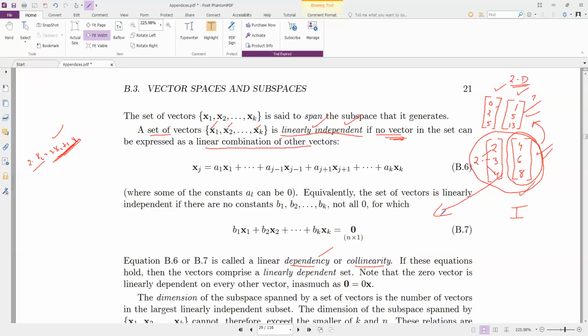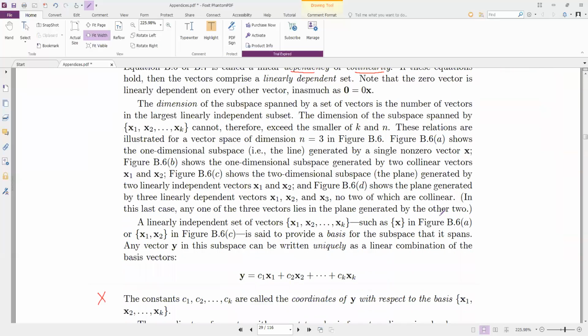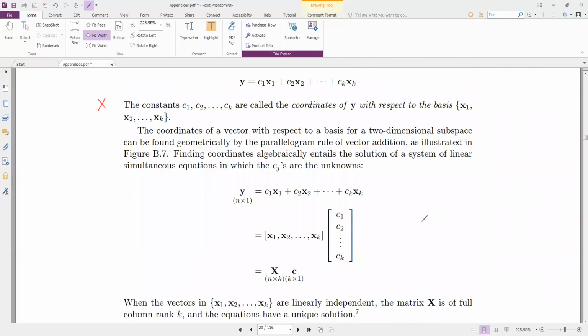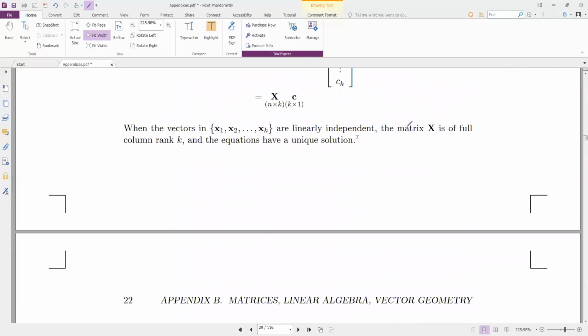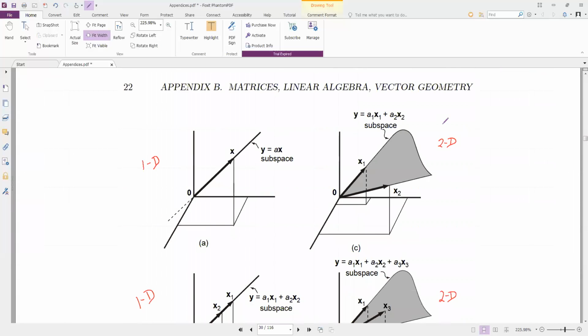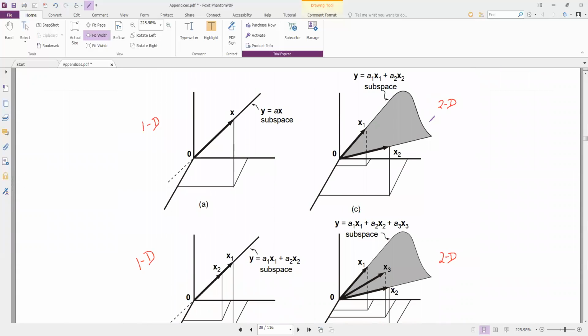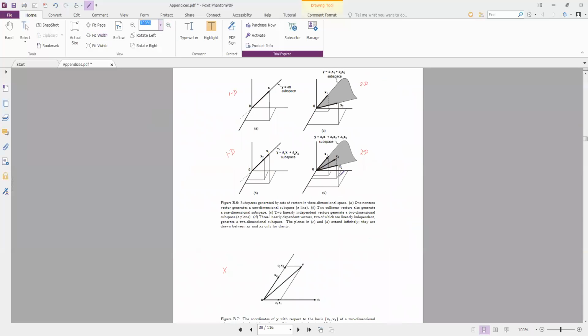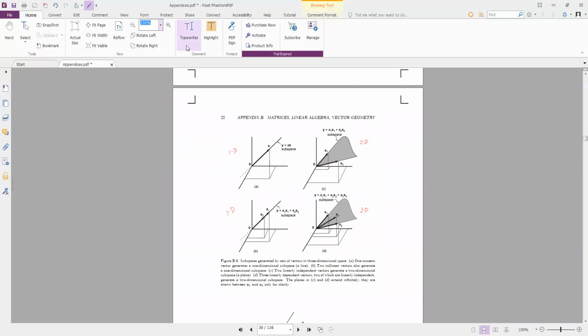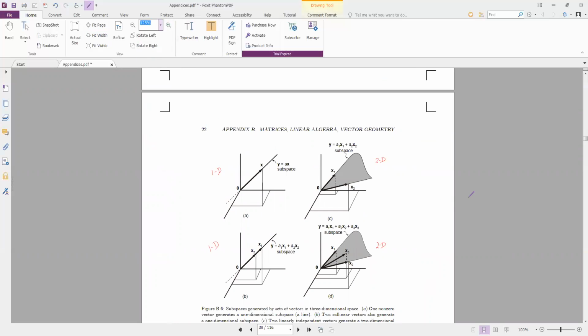Otherwise, you have dependency. So what does this mean? Don't worry about the coordinates with respect to basis. Don't worry about any of that. Here's what it all means over here. Okay, this figure summarizes this really, really well. Just going to see if I can bring that down just a little bit, maybe here, so I can see all of it at once.